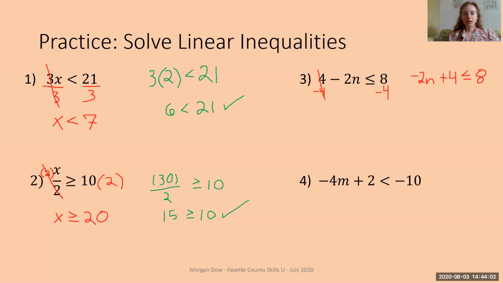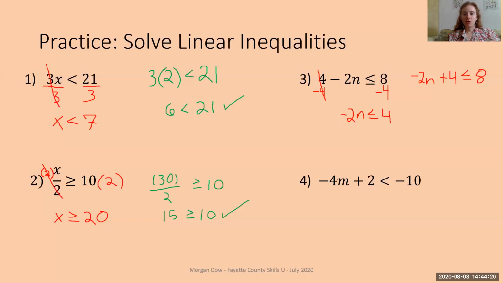So these 4's will cancel. I'm going to bring down my symbol. Over here on the left-hand side, I've got minus 2n remaining. And over here, 8 minus 4 is 4.